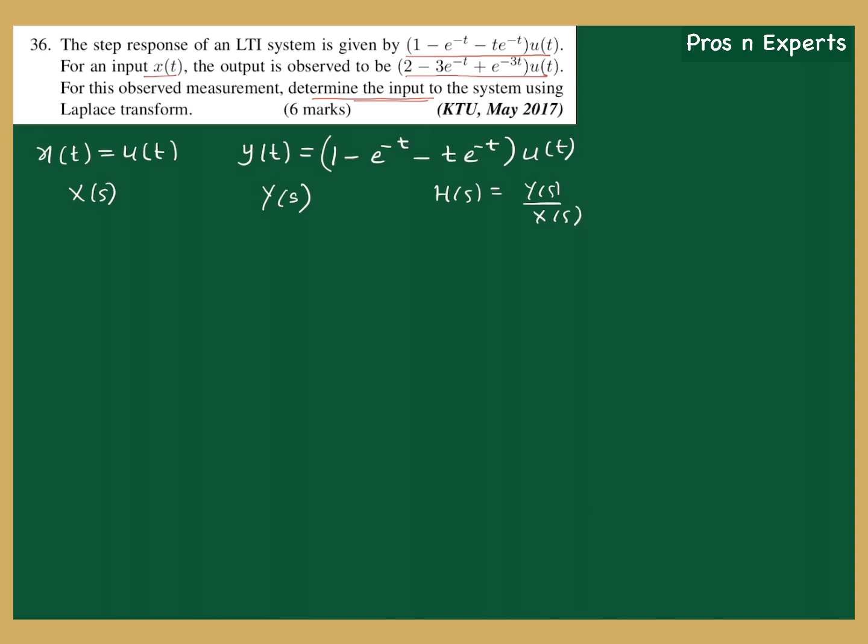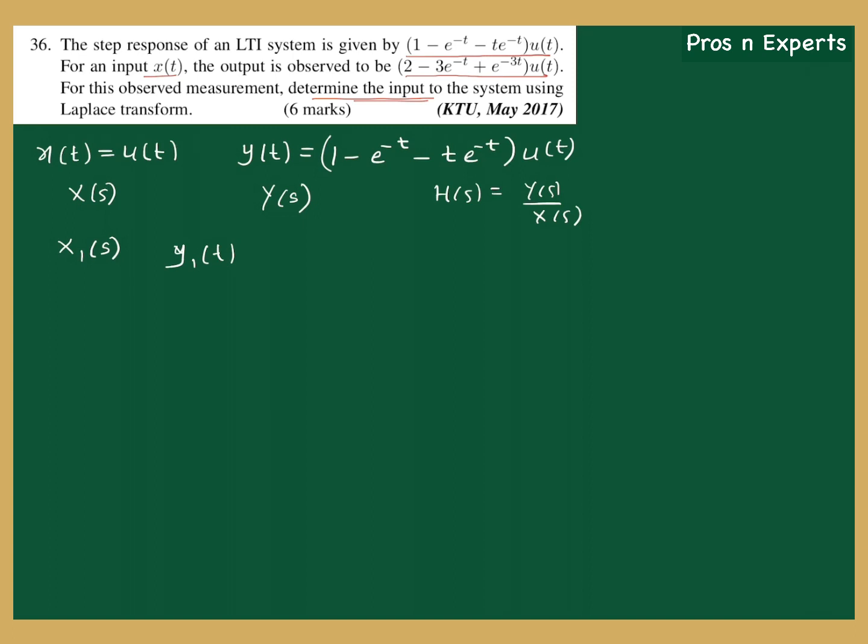Okay, so if you know H(s), we have a new input x1(t), which is given in the question as x(t). I can write its Laplace transform as X1(s). Then if X1(s) is applied to the same system, the output is given as y(t) or y1(t), which is given in the second expression, this one. Fine. So the question is to find out x1(t).